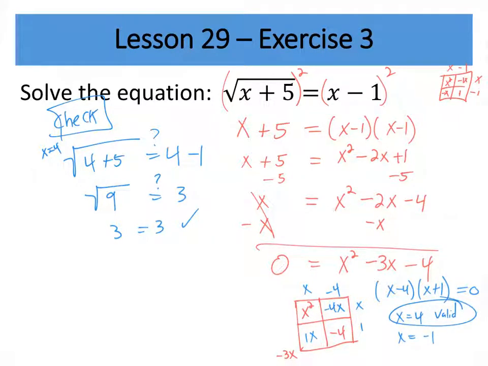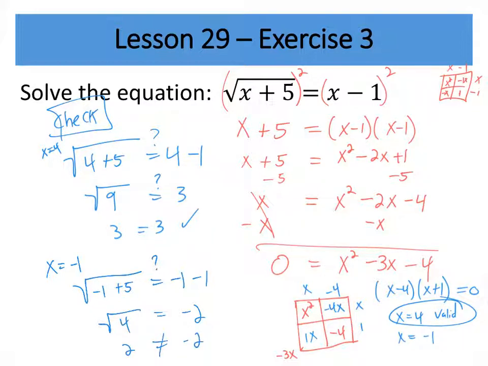We checked it. Let's check x equals -1. So the square root of -1 plus 5, is that equal to -1 minus 1? It's unlikely, because that's -2, and I know that square roots will never be -2, but we'll give it a shot. 2 is not equal to -2, so this is not valid. This -1 answer might be a solution when we solve it, but it's an extraneous solution.